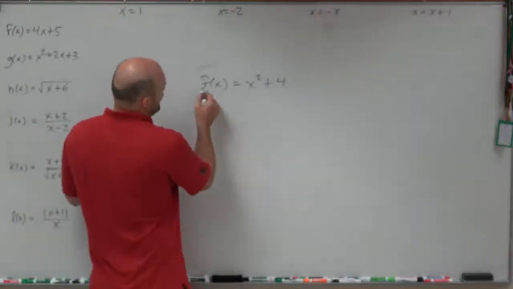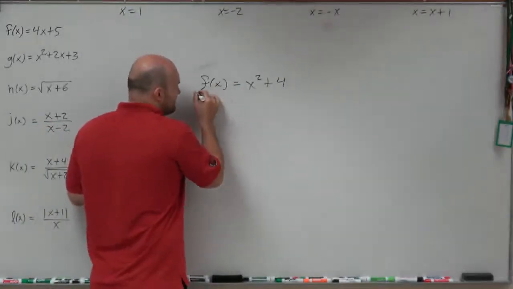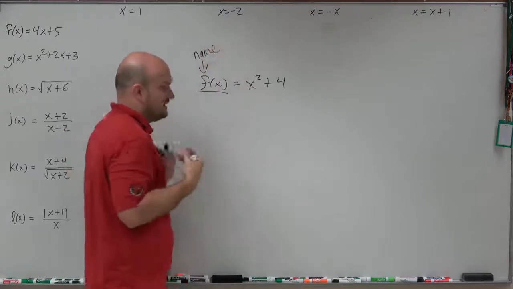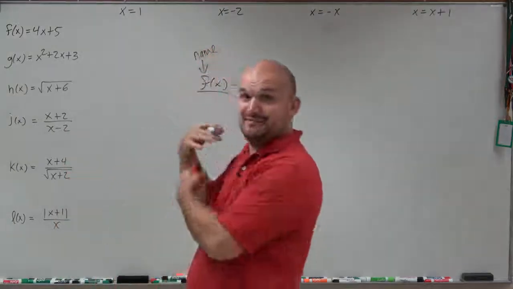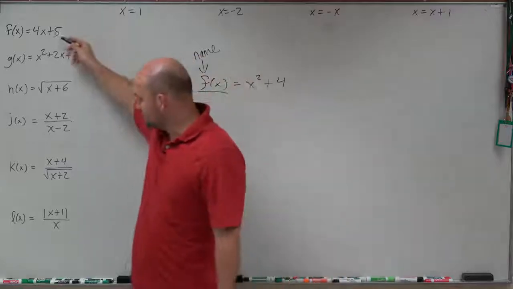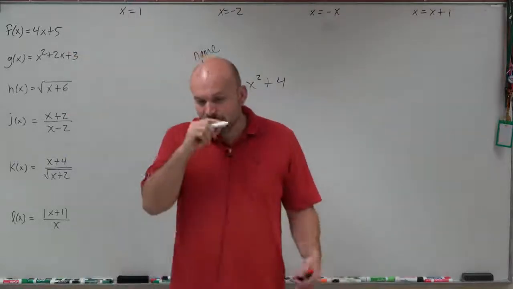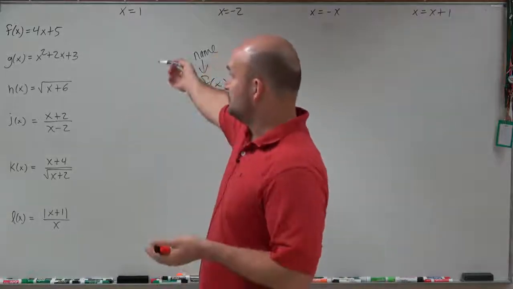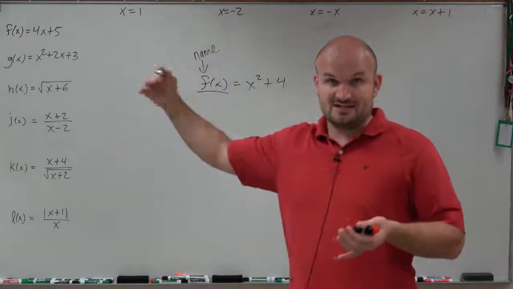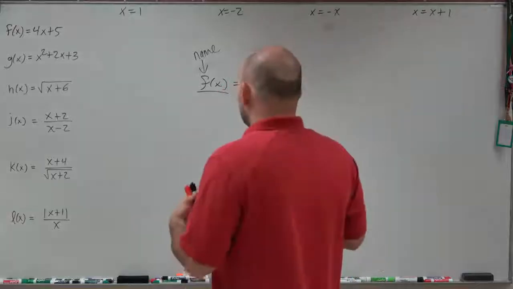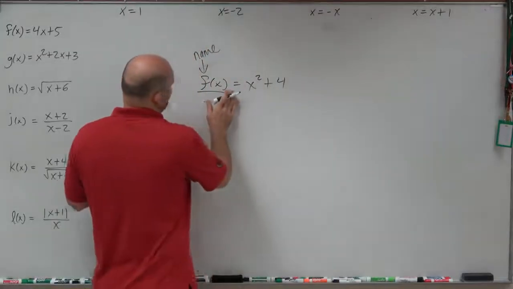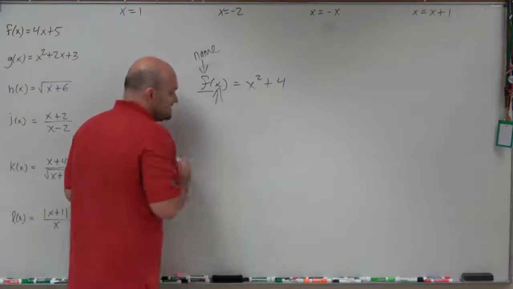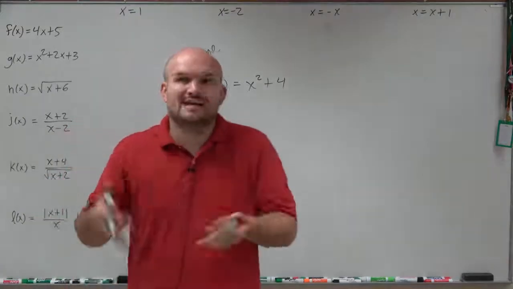So again, we have this f of x, and the f is going to be like the name. Just like I have a name and you have a name, all these functions we can give different names. We use different names to differentiate one function from another, because f of x is different than g of x, and g of x is different than h of x. What's inside the parentheses is what we're going to call our input variable.